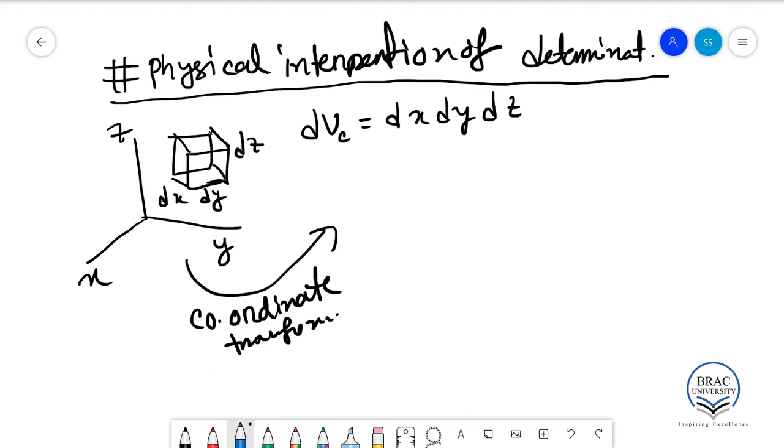Let's do it with the blue color. So this is my sphere, and we will denote our Cartesian coordinates with the dotted lines in this background.